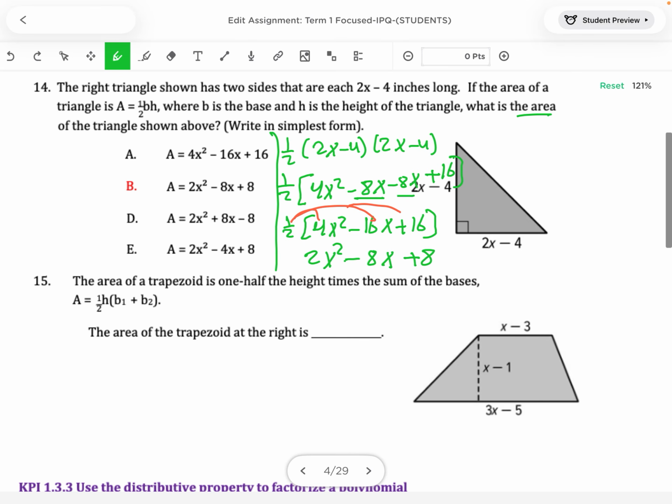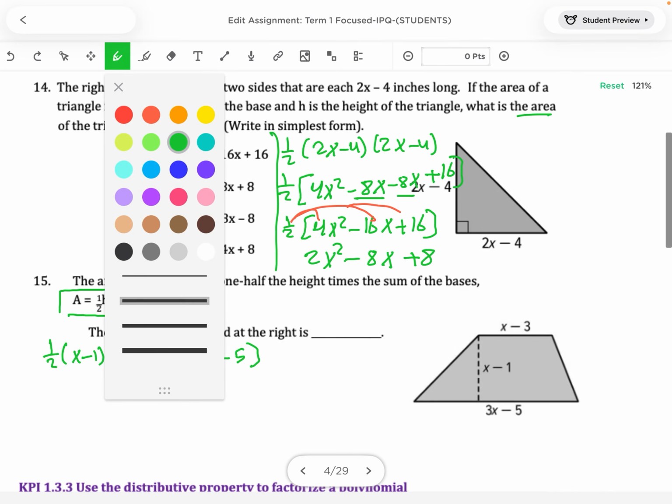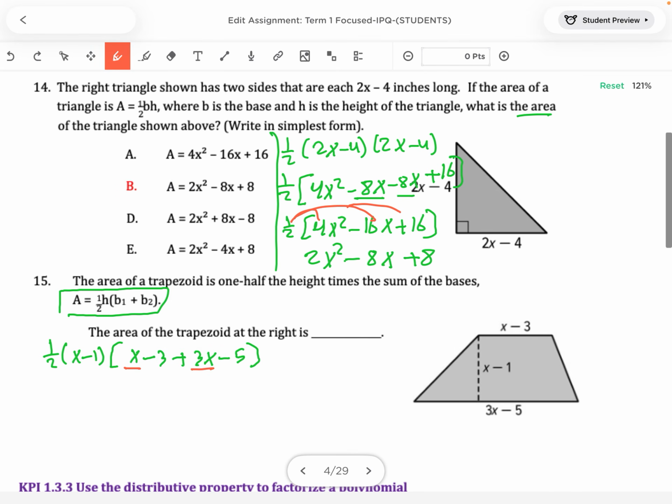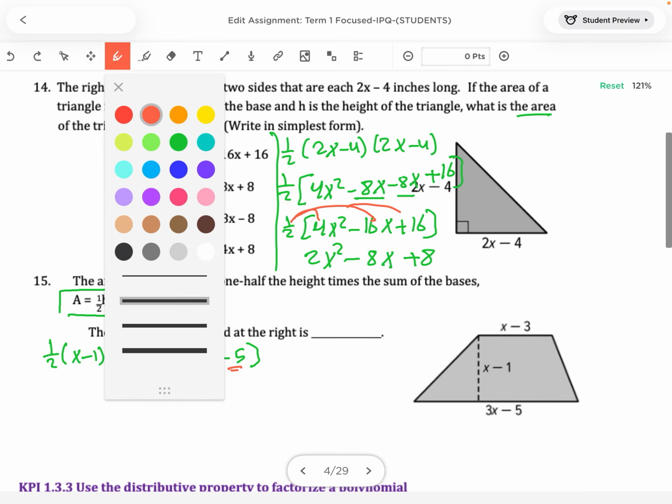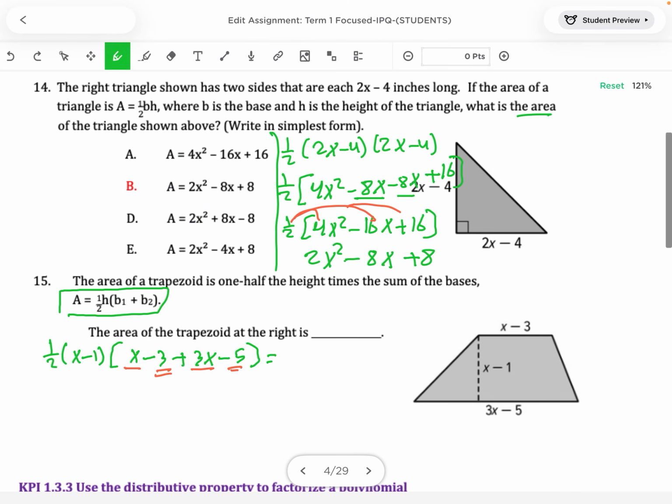Area of a trapezoid, the rule is already given for you, and I will apply the rule. It will be 1 over 2. The height is x minus 1 multiplied by the bases, x minus 3 plus 3x minus 5. So first of all, I have to combine the like terms here. So it will be 1 over 2 times x minus 1 times 4x minus 8.